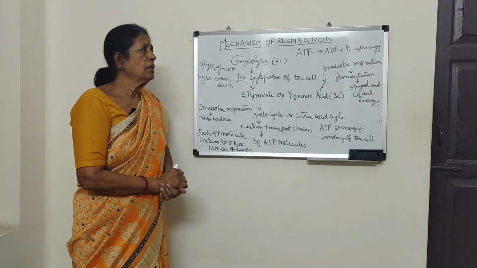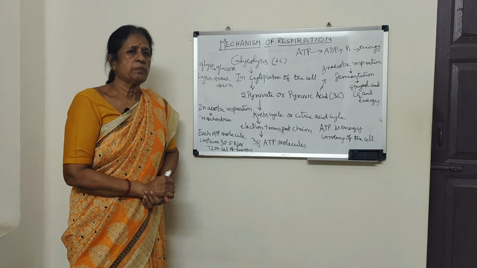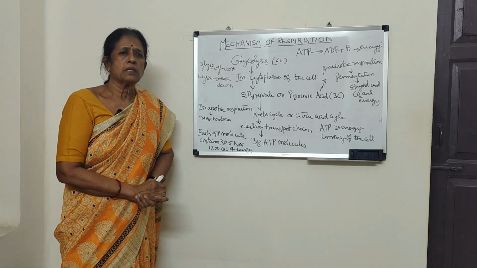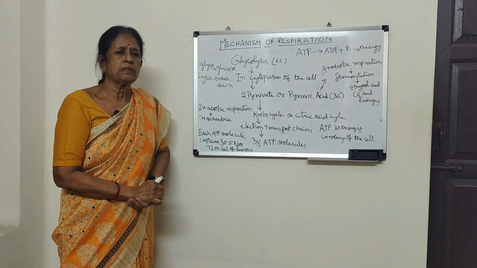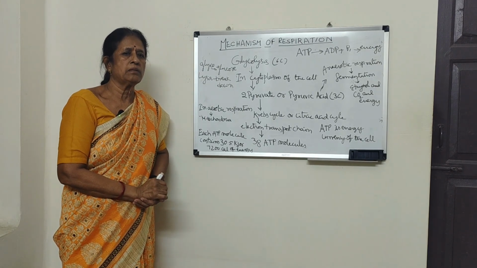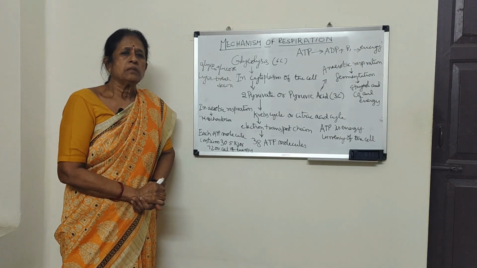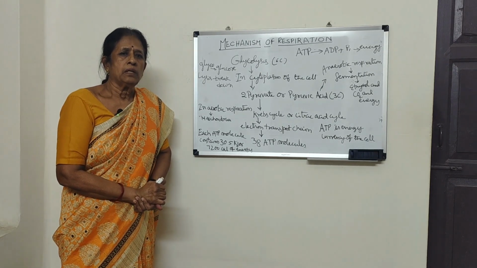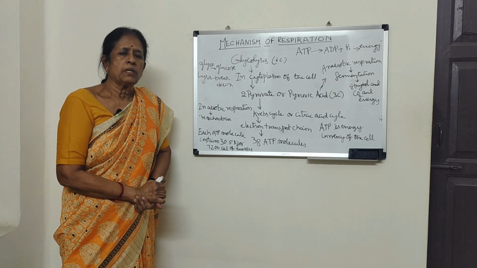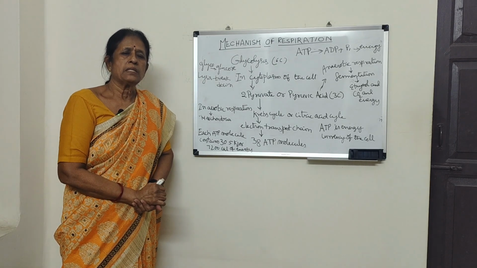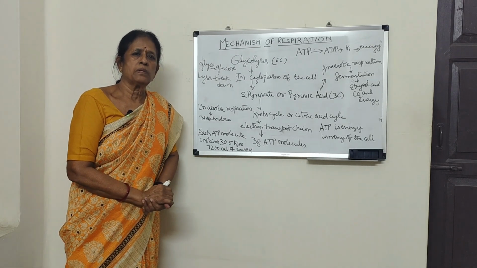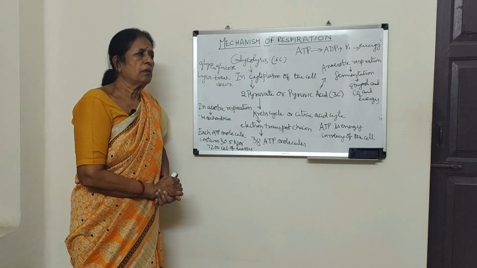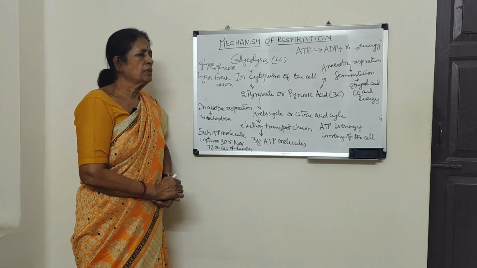Let us see the mechanism of respiration. Cellular respiration. I have already told you the process of oxidation of food materials at each and every cell is called cellular respiration. So, the mechanism of respiration includes two steps. We have already seen in photosynthesis, the mechanism includes two steps, light reaction and dark reaction. In the same way, respiration also mainly includes glycolysis and Krebs cycle.